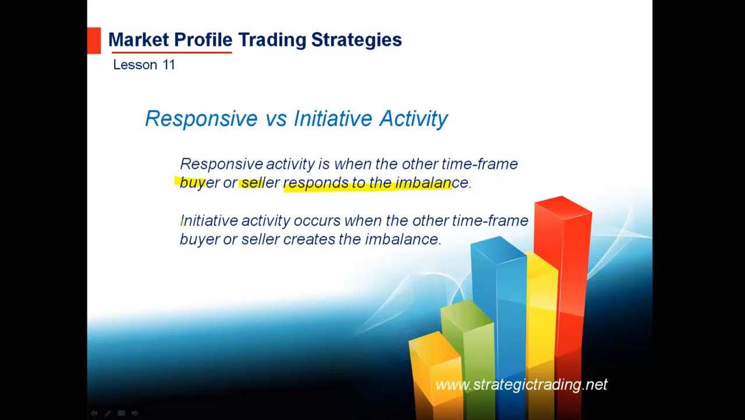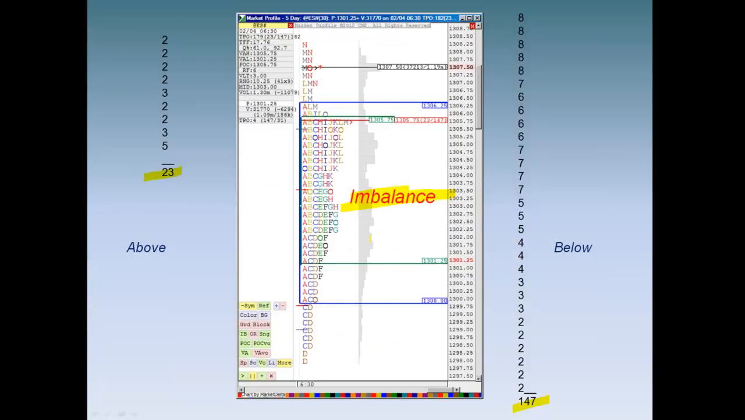Now, initiative activity, on the other hand, occurs when the other time frame buyer or seller creates the imbalance. So they are the ones initiating the imbalance rather than responding to it. We knew from this chart that we have a state of imbalance and the buyer is in control. The buyer can never be in control forever. At some point, the sellers have to respond. And this is what we need to understand and realize as profile traders.